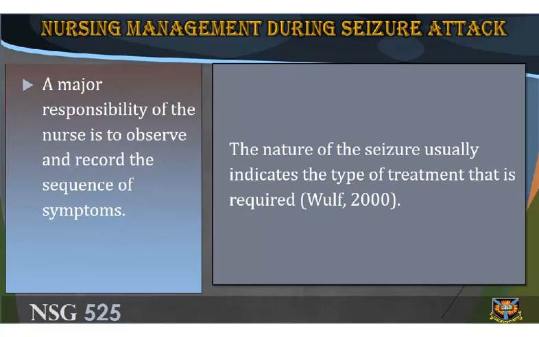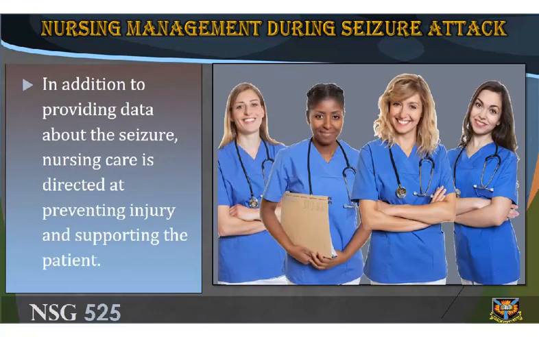Nursing management during seizure attack. A major responsibility of the nurse is to observe and record the sequence of symptoms. The nature of the seizure usually indicates the type of treatment that is required. In addition to providing data about the seizure, the nursing care is directed at preventing injury and supporting the patient. The circumstances before the seizure: visual, auditory, or olfactory stimuli, tactile stimuli, emotional or psychological disturbances should be noted. Note the position of the head at the beginning of the seizure. This information gives clues to the location of the seizure's origin in the brain.